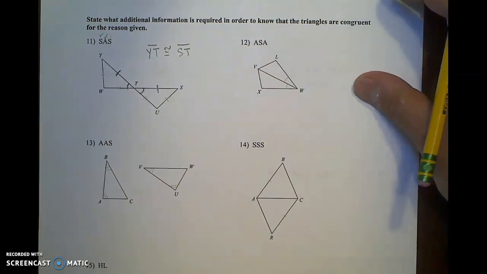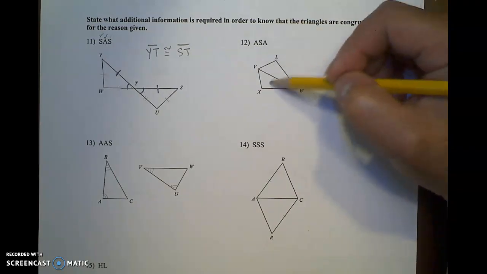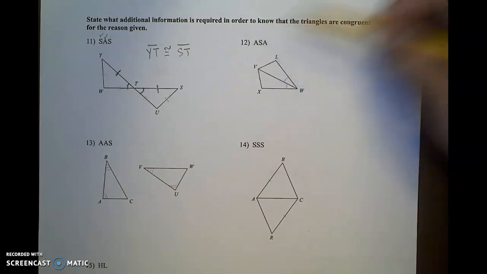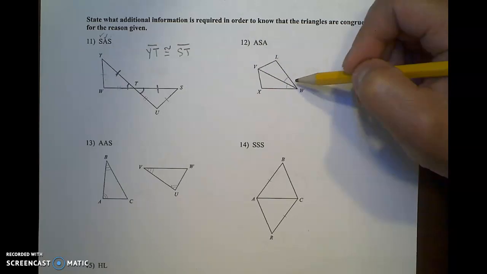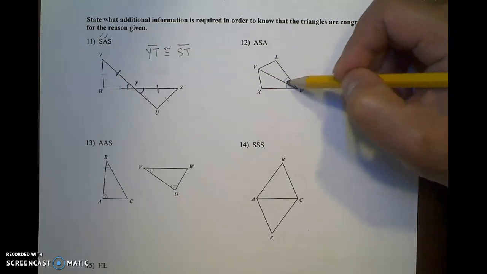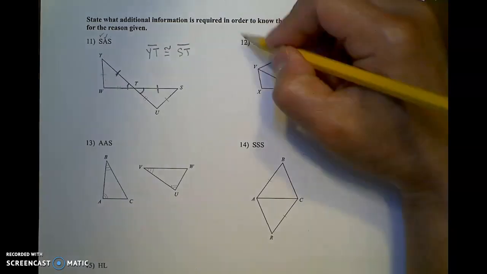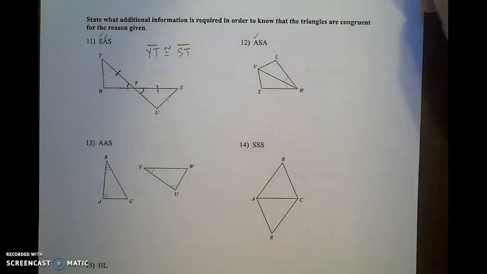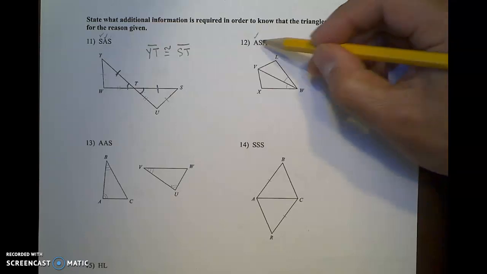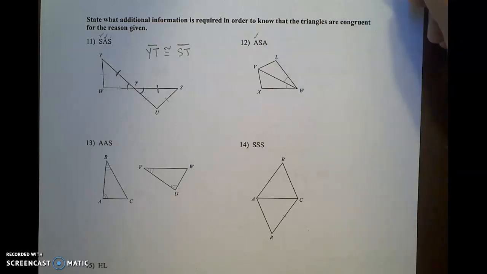Number 12, we want to prove these two triangles congruent by angle, side, angle. So we see right off the bat we have from the two triangles an angle marked up. So I'm going to go ahead and check mark one of these A's. So I got one A, one angle from each triangle. So I need a side and another angle.